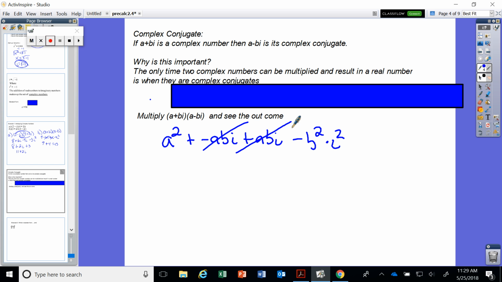Well, boom, boom, that cancels out. I squared is a negative 1. So really, this is a positive b squared. Ladies and gentlemen, looky there. A squared plus b squared will be a real number.